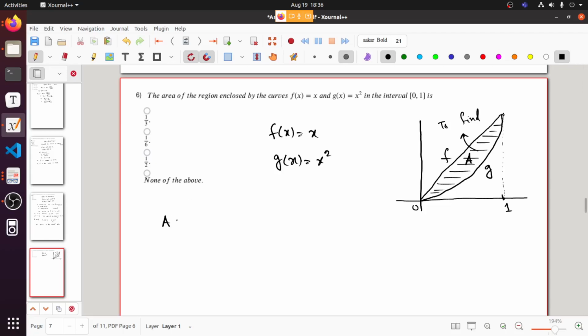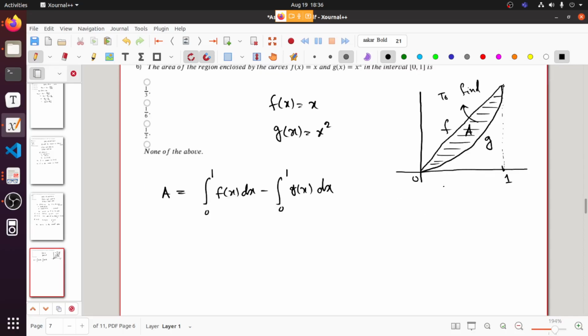So A will be integration of 0 to 1 f(x) dx minus integration 0 to 1 g(x) dx, right? So this will give the area under the curve F, and this will give the area under the curve G. So if you subtract, you will get the shaded region A, right? So now put what is F. So this is integral 0 to 1 x dx minus integral 0 to 1 x square dx, right?